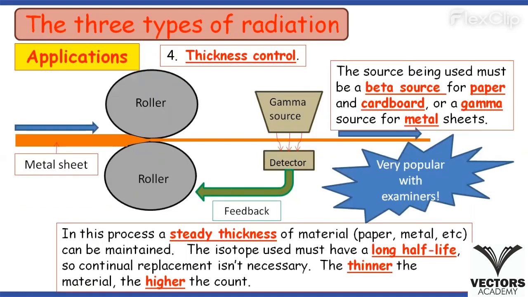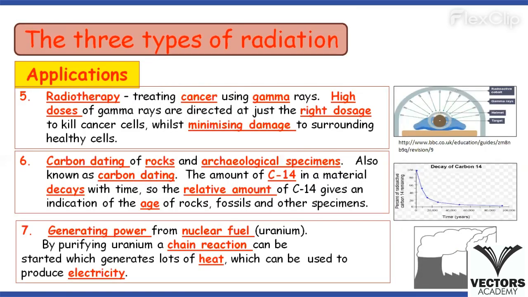Now, thickness control. With the help of radiation, we can also do automated thickness control in industries. Then we have radiotherapy. Radiotherapy is given to kill cancer cells. Then carbon dating. Carbon dating is used to find out the age of fossils. Then generating power. Uranium is one of the sources used to create energy and generate power.